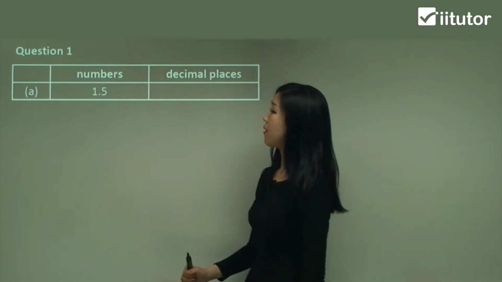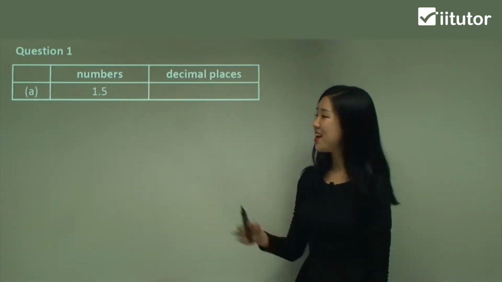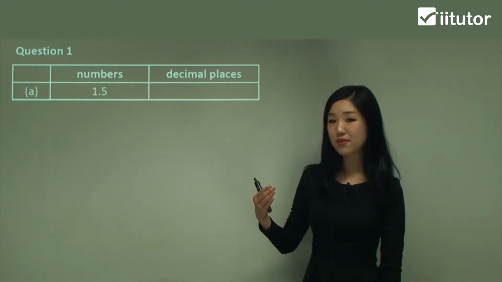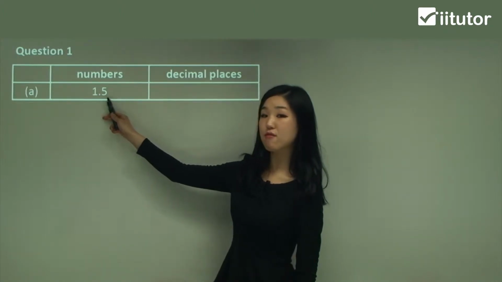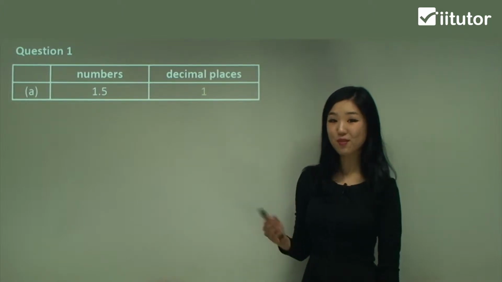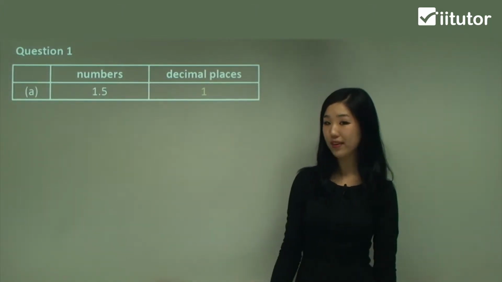The number is 1.5. You just need to tell me how many decimal places there are. Remember, you always look at the numbers after the decimal point. After the decimal point, there's only the number 5, which is only one number. So there's only 1 decimal place. Okay, that's all you need to do. So you just need to count up how many numbers are after the decimal point.